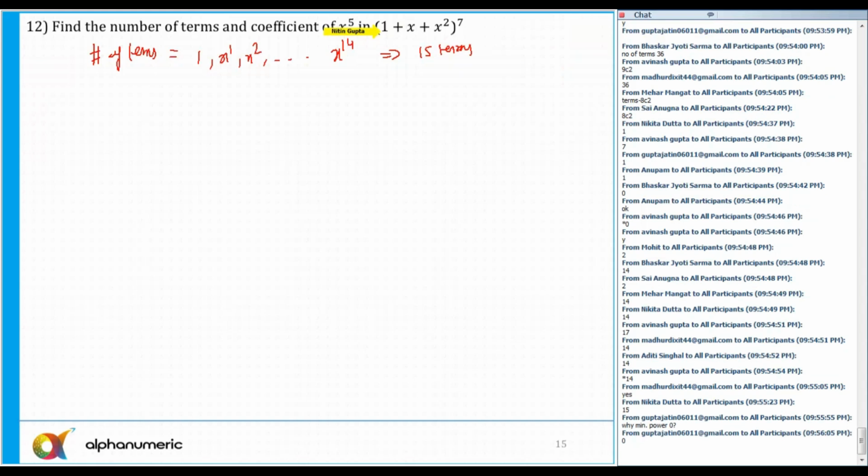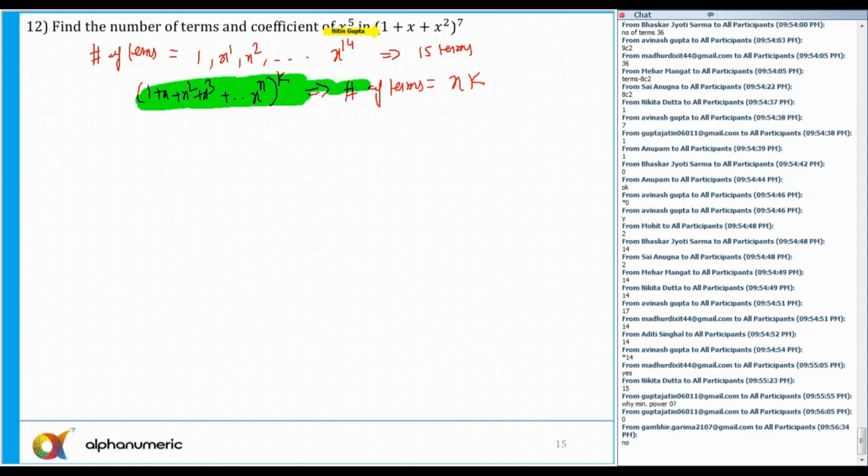So in general, always remember, if it is 1 plus x square plus x cube and so on till x raised to power n, all raised to power k, in this case the number of terms is always equal to n into k. All right. So any doubts to anyone now, please respond. All right. Now let's move to the next slide then.